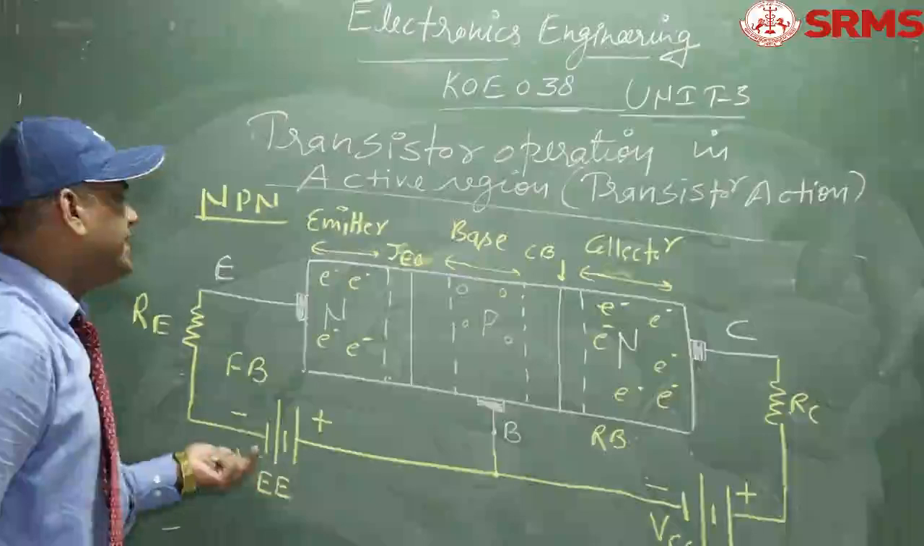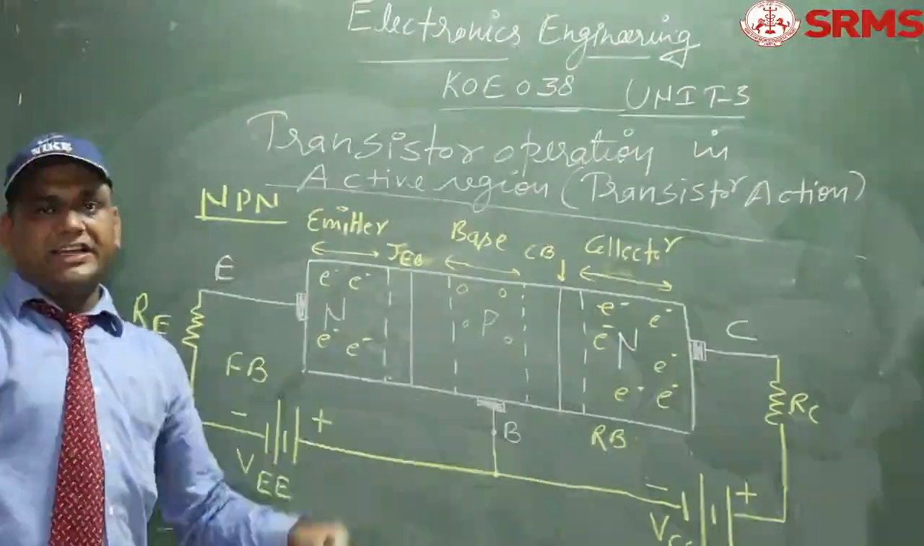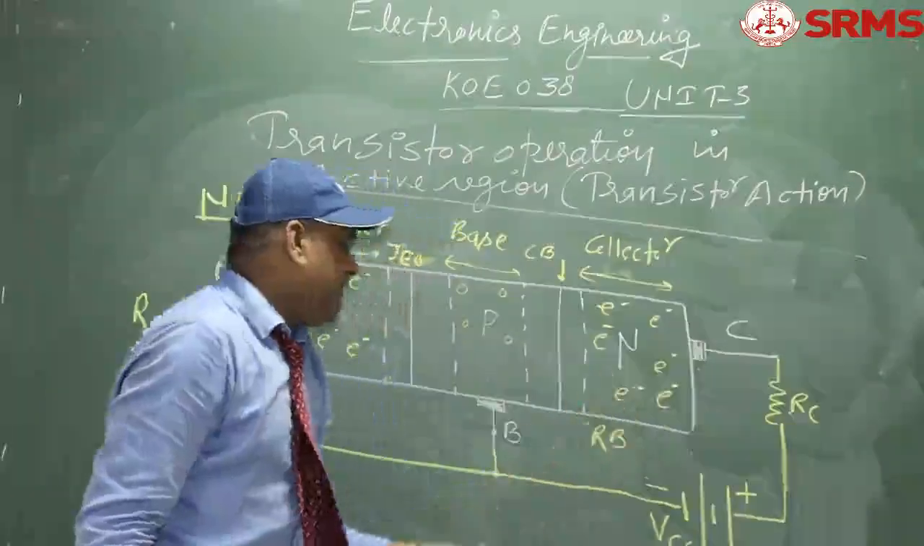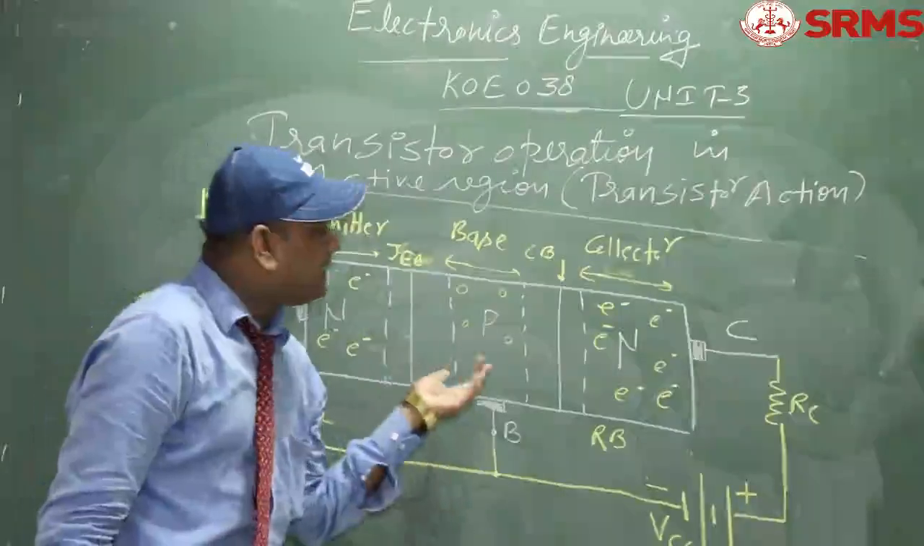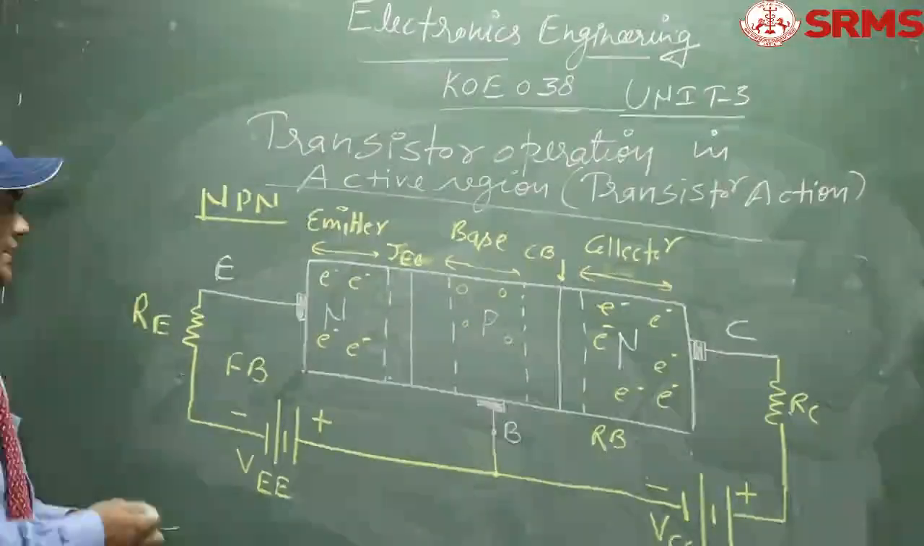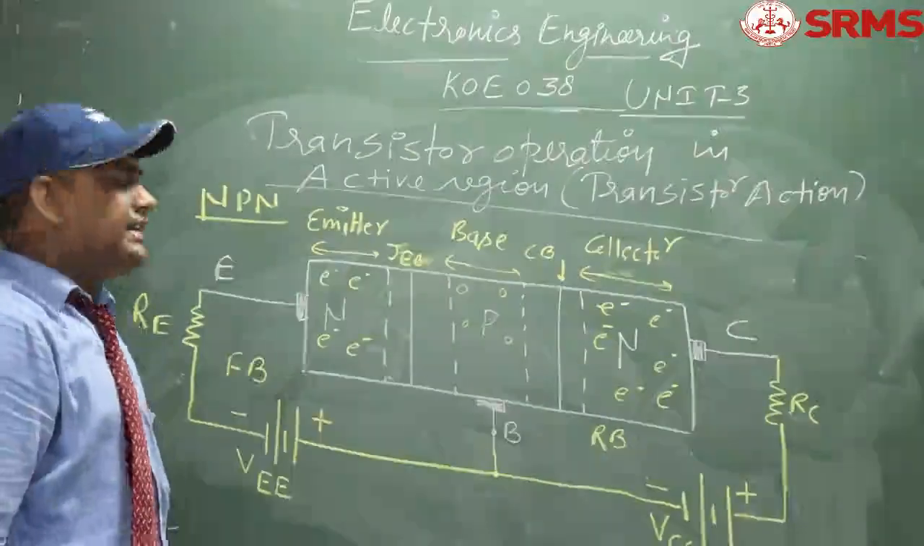So as you can see, this is the biasing of a transistor for the active region. The emitter-base junction is forward biased and the collector-base junction is reverse biased. Now we will start the working of this transistor. Is that clear? RE and RC are basically current limiting resistors.